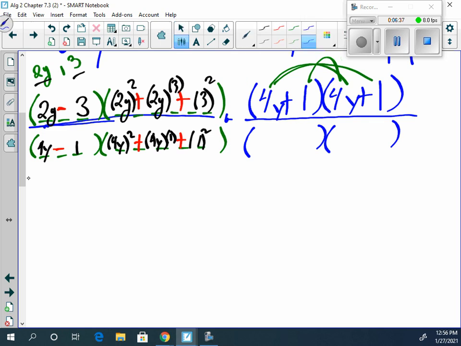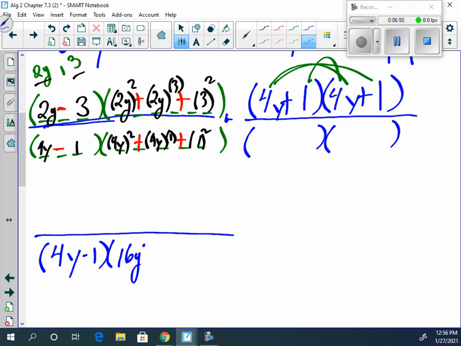This here, let's see. So if we simplify this, it gets a little bit hard to read, because we'd have 4y minus 1. Now, 4y squared, 4 squared would be 16, and we'd have y squared. 4y times 1 would be 4y, and y squared is 1. Well, hey, those are the same, aren't they?